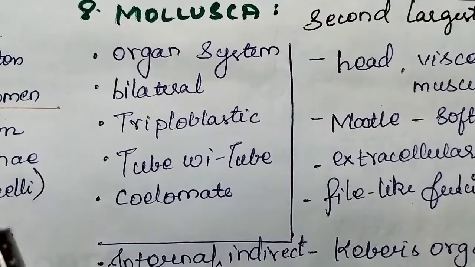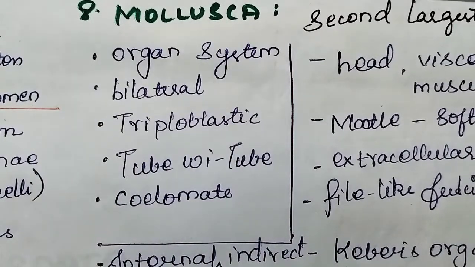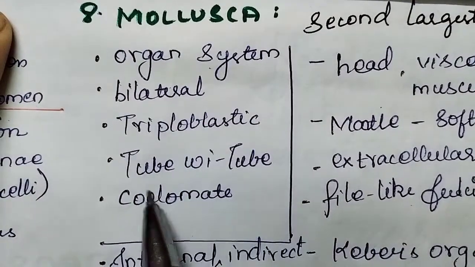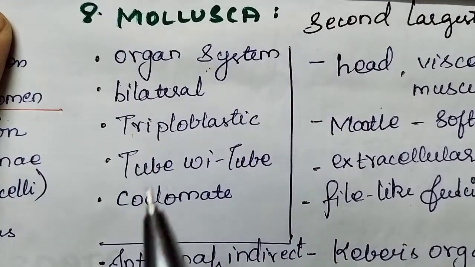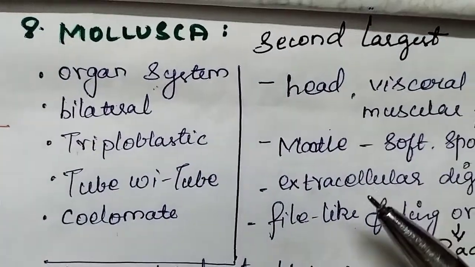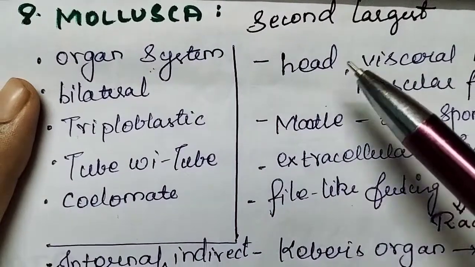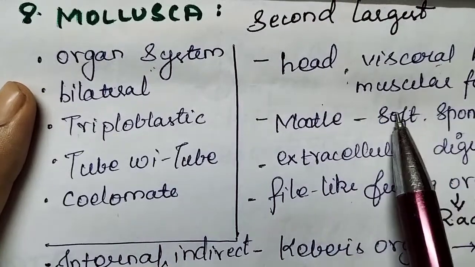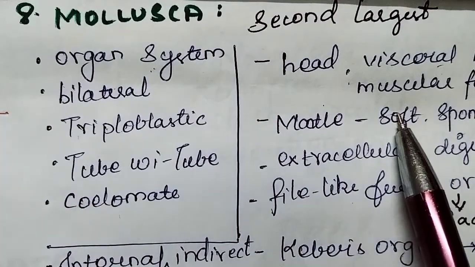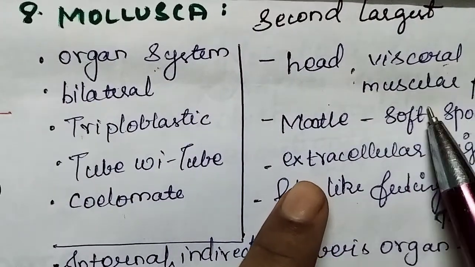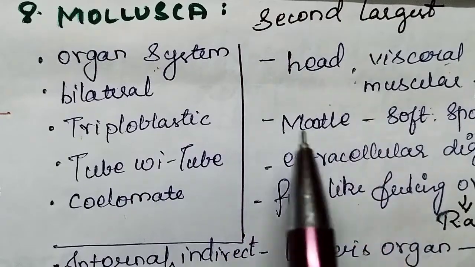Next phylum, Mollusca, the second largest phylum. The first largest phylum is arthropoda, and the second largest is mollusca. Basic characteristic features: organ system level, bilateral, triploblastic, tube within tube plan, coelomate. This is common. Now the special characteristics: head, visceral hump, and muscular foot. Likewise, in arthropods we have head, thorax, and abdomen; in mollusks we have head, visceral hump, and muscular foot.